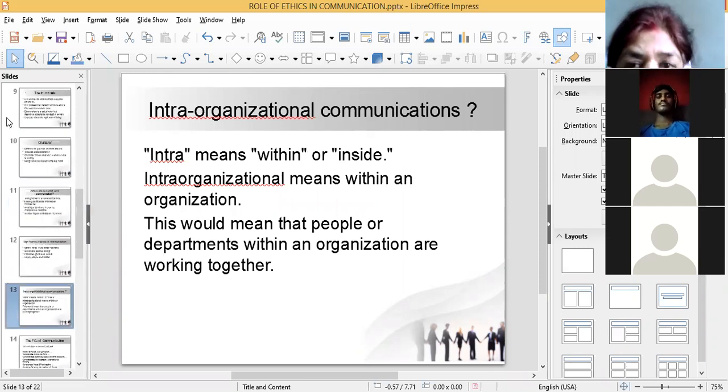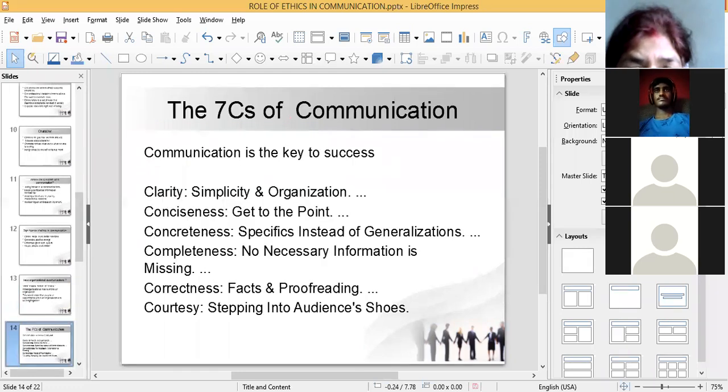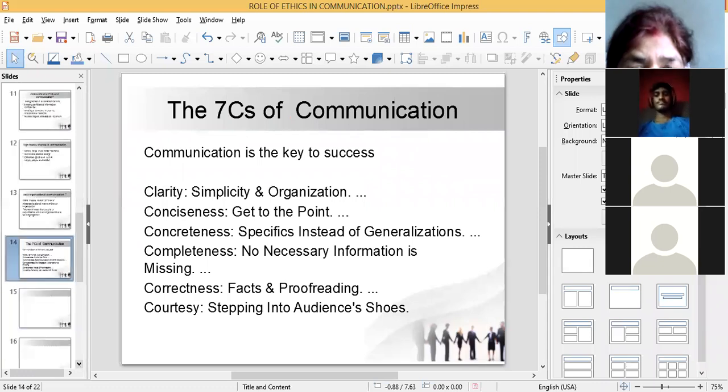And intra-organizational communication, what is it? Intra means within or inside. Intra-organizational means within an organization. This would mean that people or departments within an organization are working together. And I guess you already know the 7 C's of communication. Clarity, when you're speaking, be clear, be simple. Conciseness, get to the point.